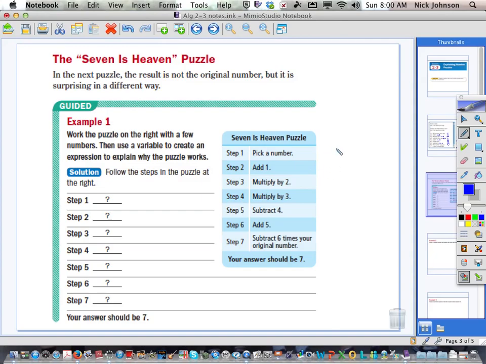Over here, let's just pick a number. In this case, let's just use our age again. Let's go 14. The second step says add 1, which gives me 15. Multiply by 2 gives me 30. Multiply by 3 gives me 90. Subtract 4 gives me 86. Add 5 gives me 91. Subtract 6 times your original number. Well, what's 6 times 14?